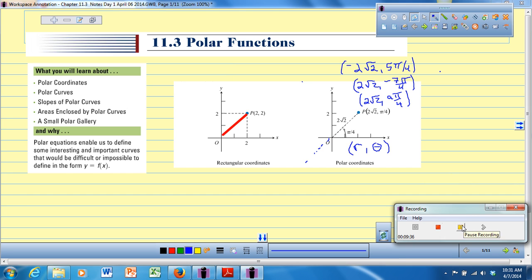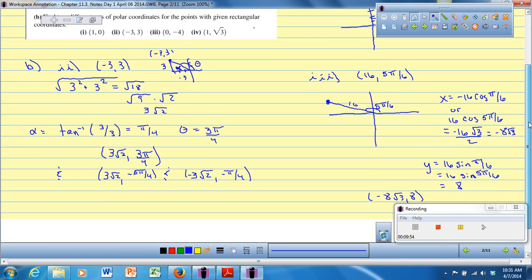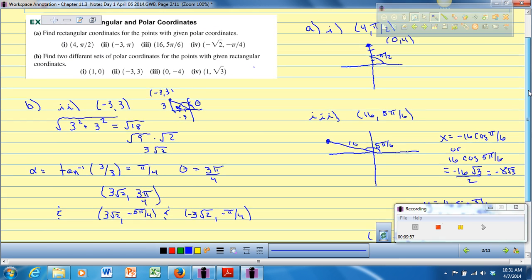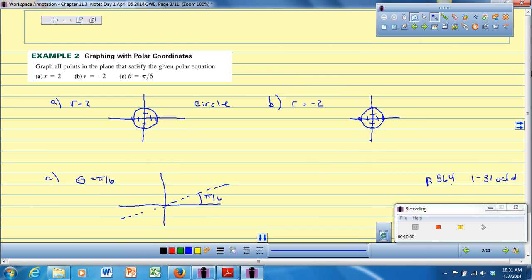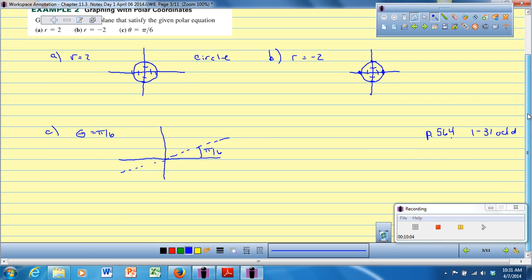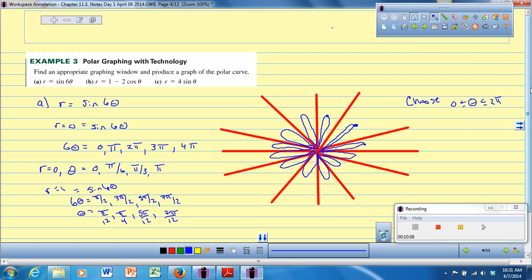All right, so we have extra examples added in, so if you need any further assistance, just scroll through and you can pause on the examples that you're interested in. Example 1. Example 2. And example 3.